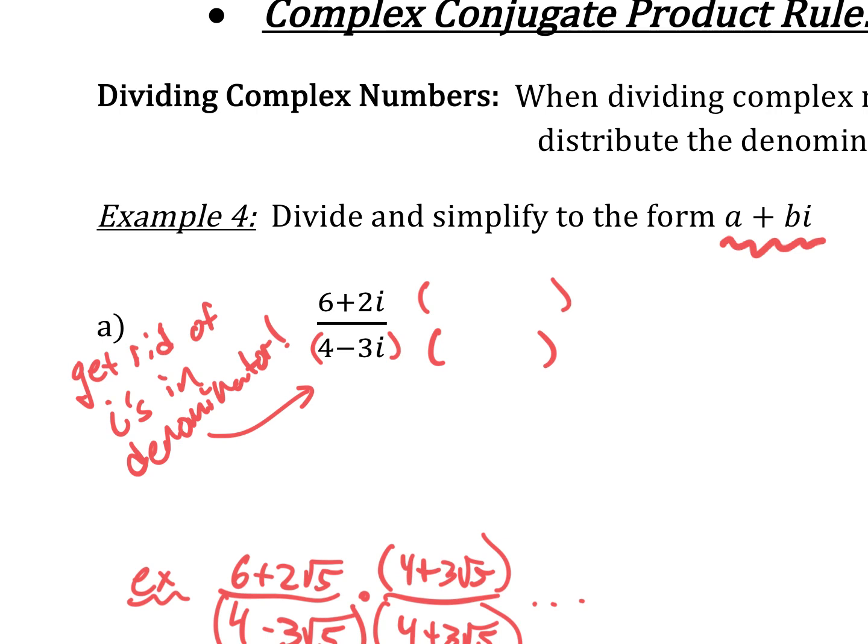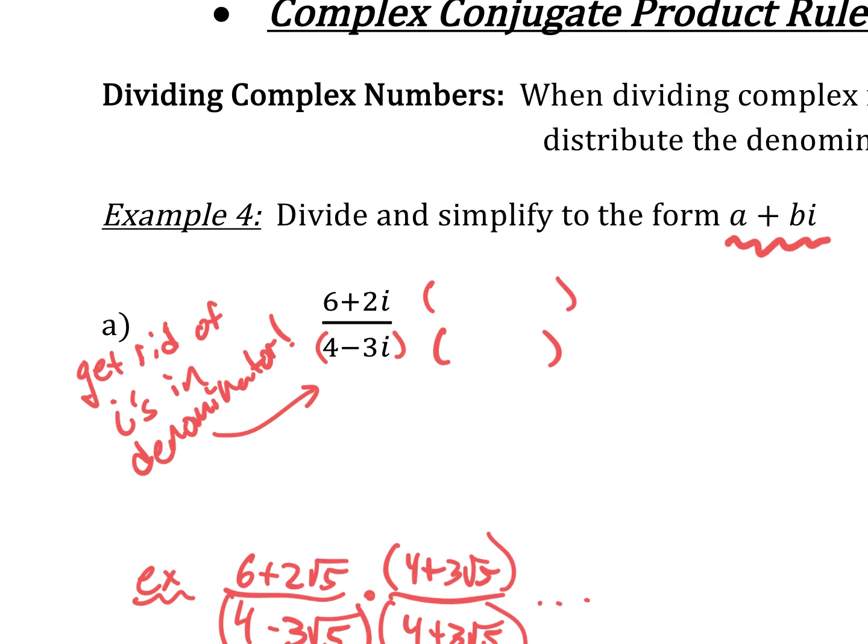What's the conjugate of 4 minus 3i? Well, the conjugate is 4 plus 3i. Again, we only care about the denominator, not worried about the numerator. But what you do to the bottom, you've got to do to the top, because we're really just multiplying by 1, right? Keep in mind, this is just a fancy version of 1. Okay, it's just 1. And when you multiply by 1, the value doesn't change.